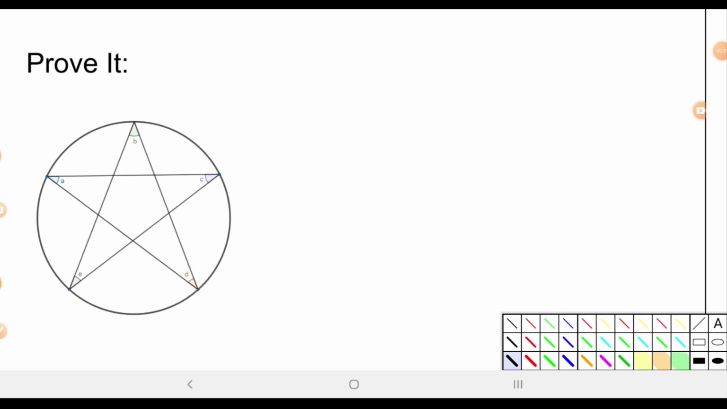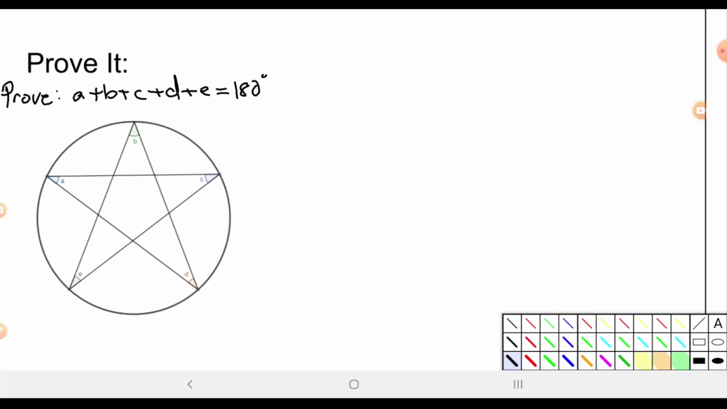I found this on GeoGebra. So again, I'm going to write down that every time you have a proof, you're going to have a statement that says prove something. So for this one, we're going to prove that A plus B plus C plus D plus E is equal to 180. So this is what we're trying to prove. We're trying to show that no matter what happens, every time we add these angles up, A, B, C, D, and E, we add those measures up, we should get 180.